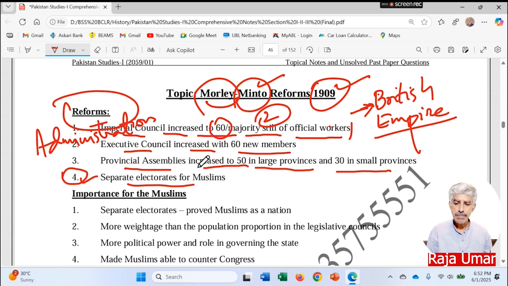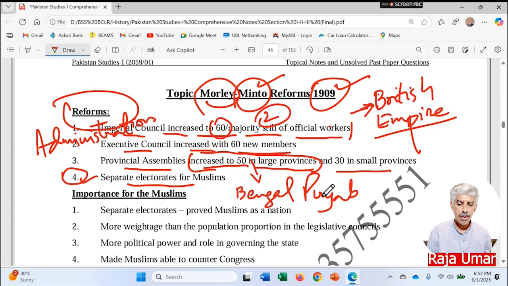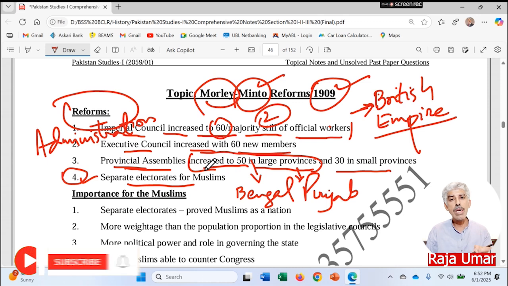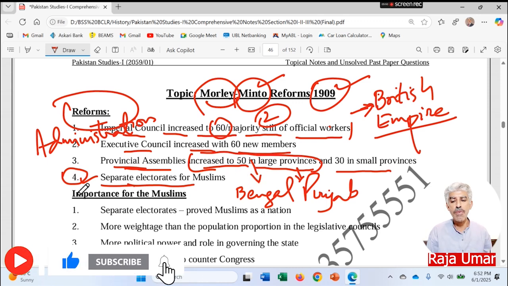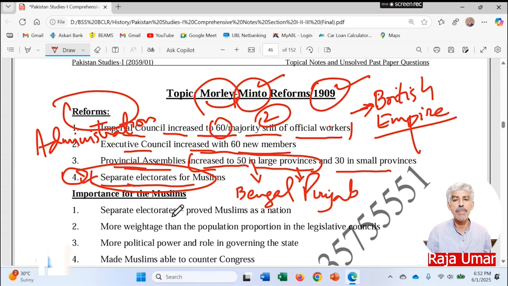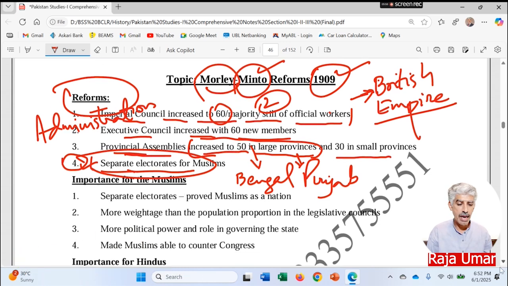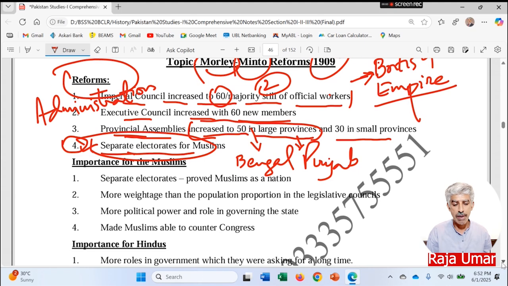Secondly, they got a greater representation in the larger provinces, and you know that the larger provinces were Bengal and Punjab, and the Muslims were in greater number in these two provinces. So they were able to have more representation in the provincial councils or assemblies in these two provinces particularly. This is how they were able to have more say in government affairs, with more Muslim members in the assemblies. And surely there would be more Muslim members in the provincial assemblies because of the separate electorate that was awarded to them. So that was a greater achievement right in the beginning of the political career of the All India Muslim League.